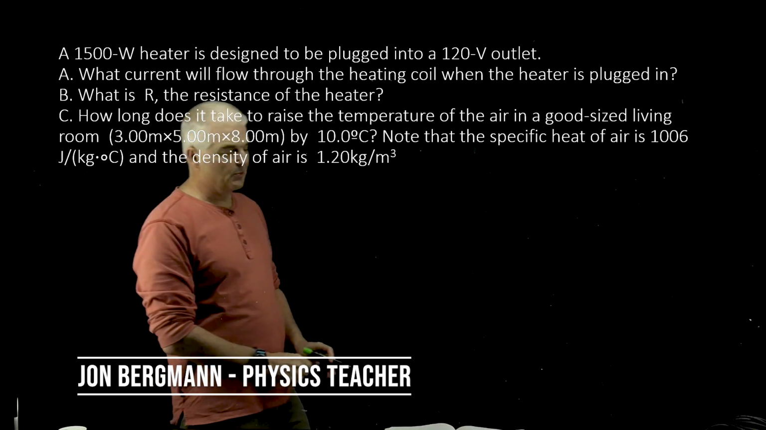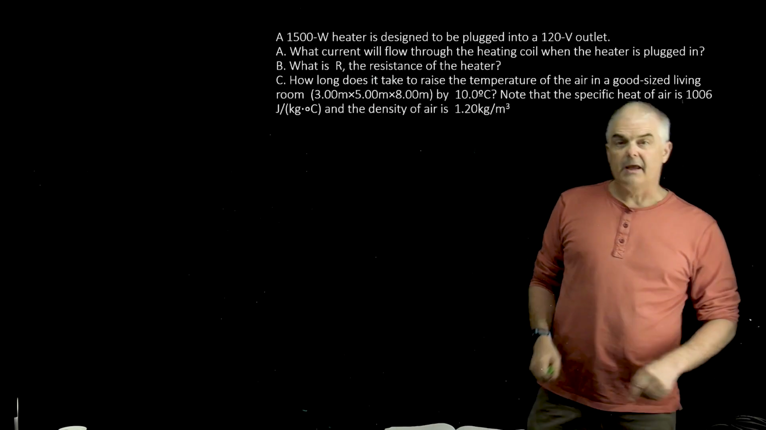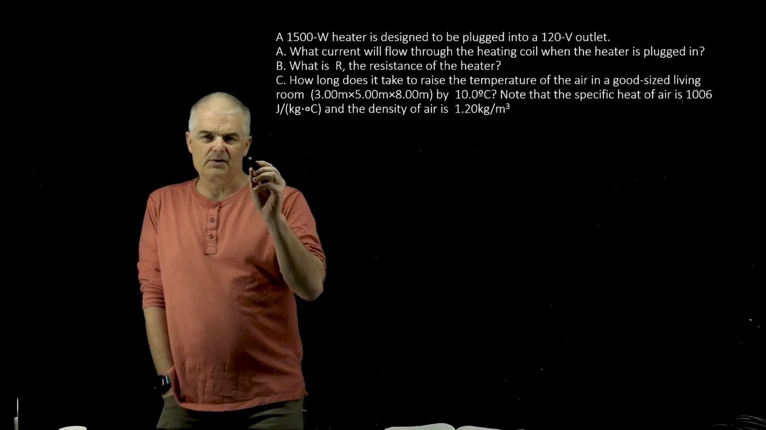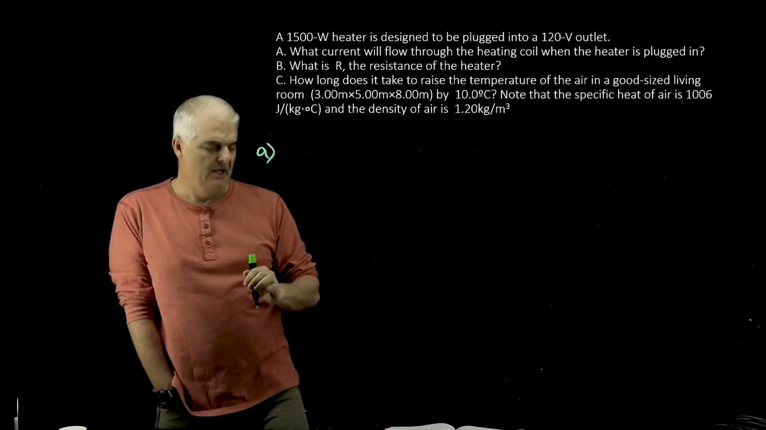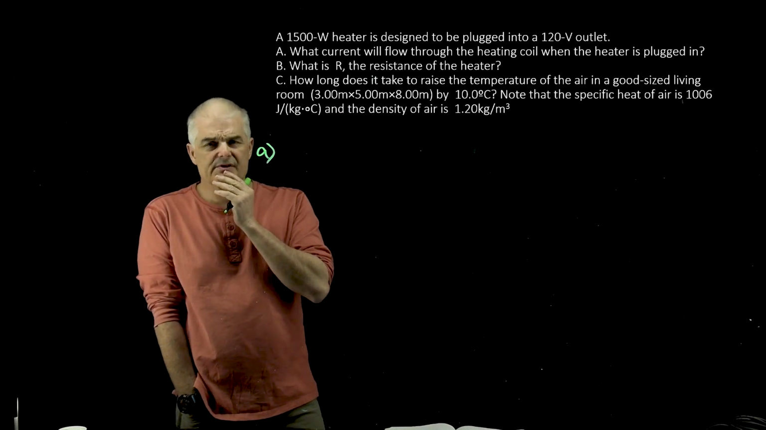And here's the example problem. We have a 1500 watt heater and it's plugged into a 120 volt outlet. What current? So we've got three parts, part A, part B, and part C. In part A, it says, what is the current?